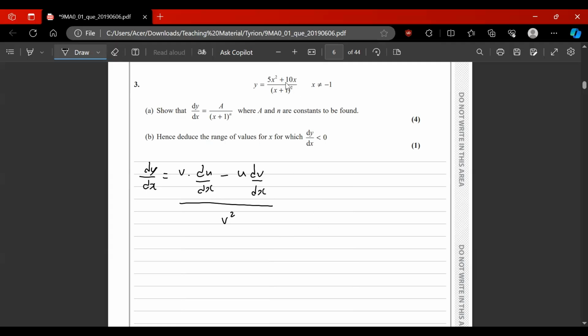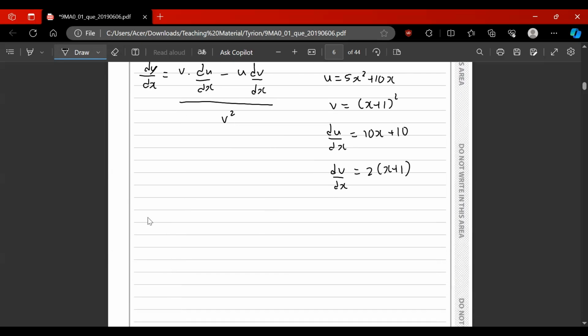Now, before that, we need to separate the terms here. So u is going to be 5x squared plus 10x, and v is going to be (x plus 1) squared. So that means that du over dx would be equal to 10x plus 10, and dv over dx would be equal to 2(x plus 1). Right, so now I can substitute this into my formula over here.